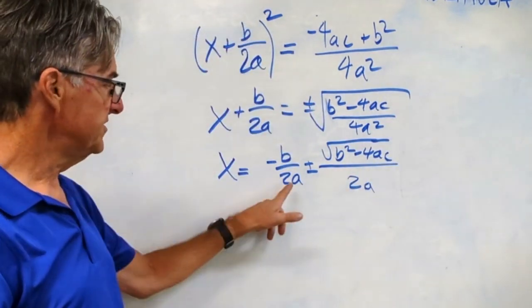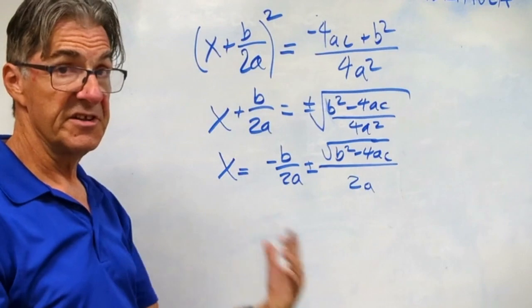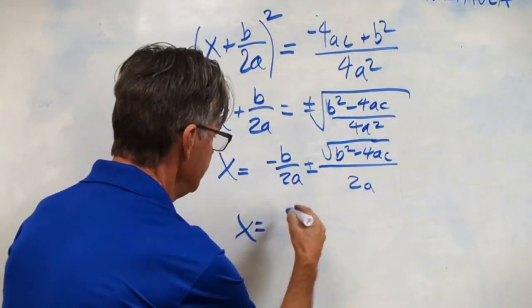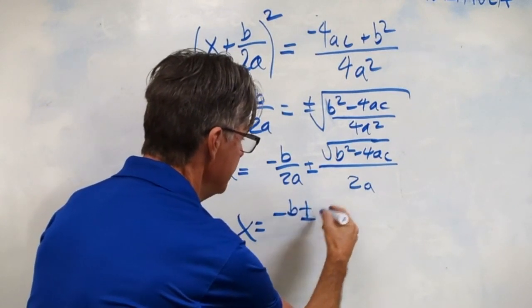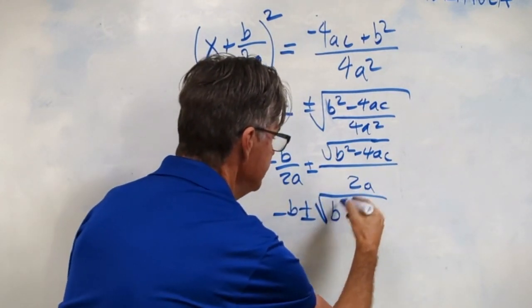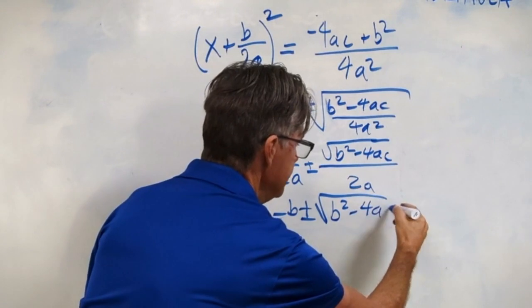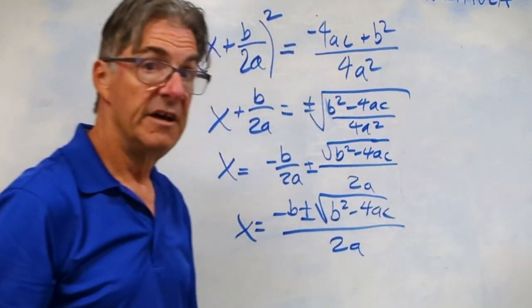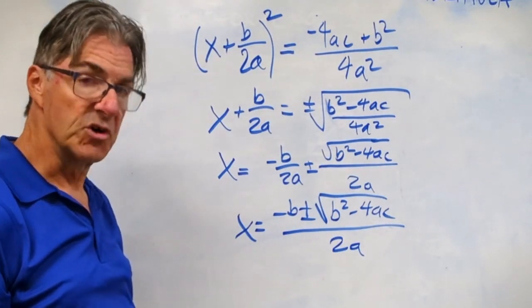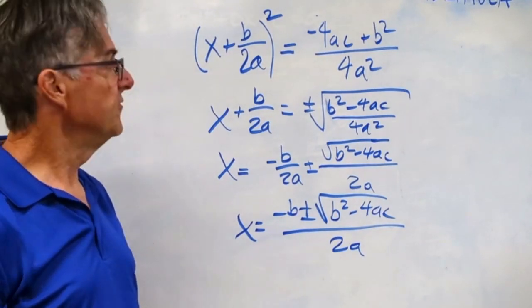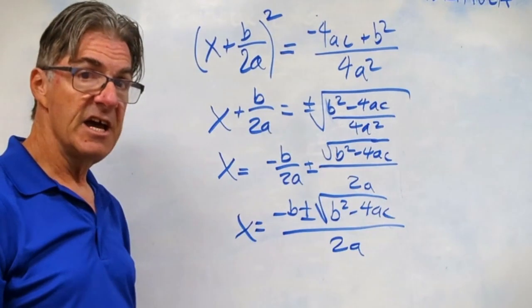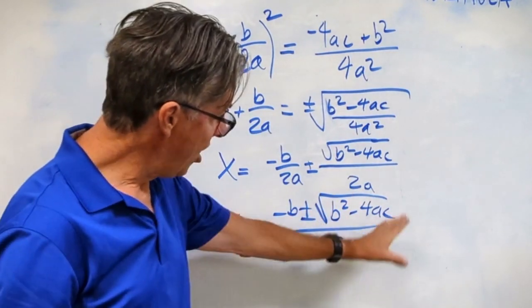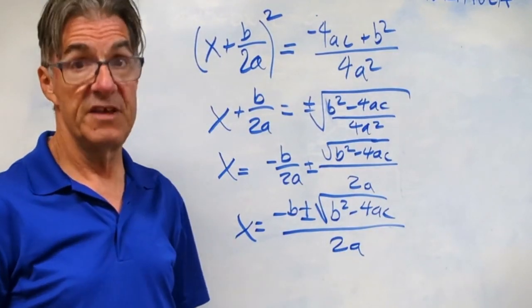So now I think you can see I have two denominators that are the same. I can combine this side into one fraction. X equals negative b plus or minus the square root of b squared minus 4ac all over 2a. Now this is the quadratic formula. So if you have a quadratic equation in ax squared plus bx plus c, you can take the a, b, and c and put them all into this, and it will kick out the answers.